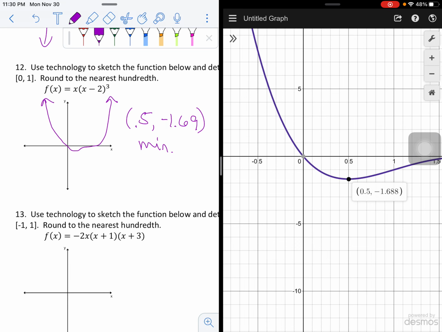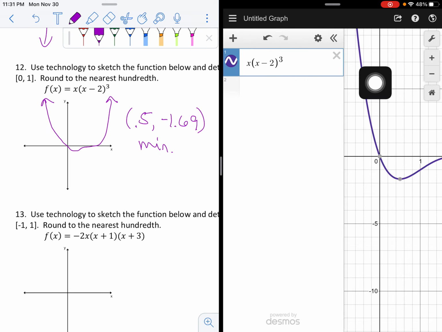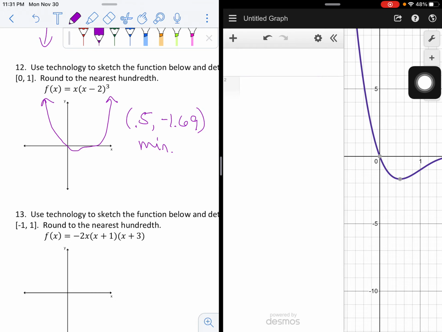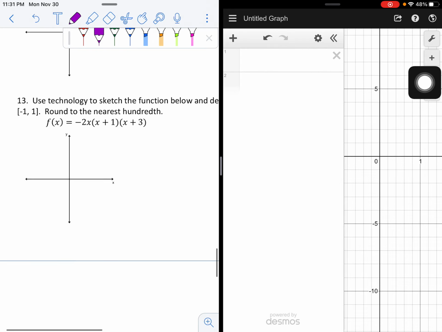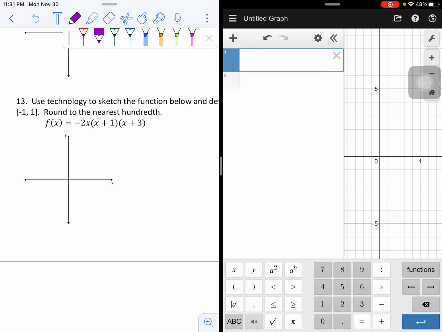So we've got the curve sketched pretty badly, but again, it's close enough that I understand what's going on there. And then we have the minimum point. So I'm going to hit the double arrow over here to get back my equation, because now I need to clear it out. And I'm going to put in the equation for number 13, the last problem for this page. So negative 2x times the quantity x plus 1 times the quantity x plus 3.